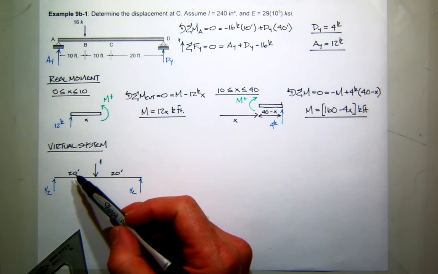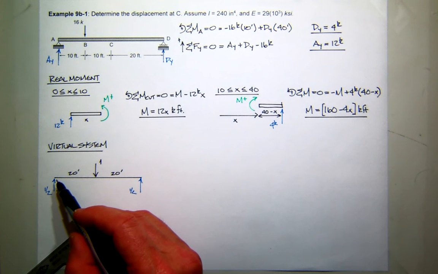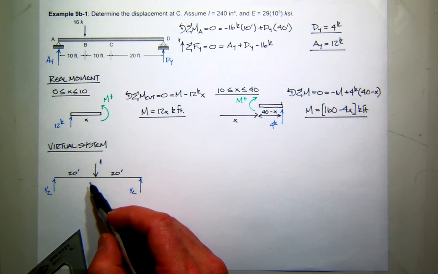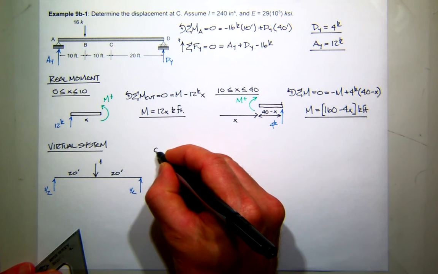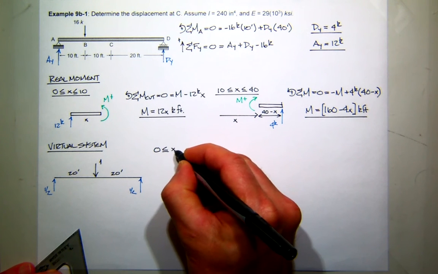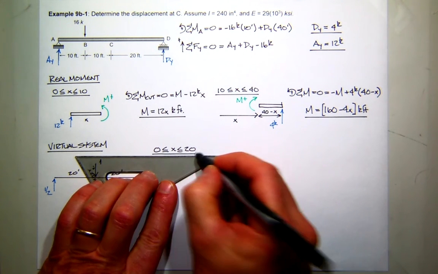And now I'm going to repeat the process. I want to find the moment in this beam, so I'm going to have different limits. I'm going to have a virtual moment that's good for the first 20 feet, and then a second one that's good from 20 to 40. So in this case, I'm going to be looking at a range from 0 to 20 for the first one.